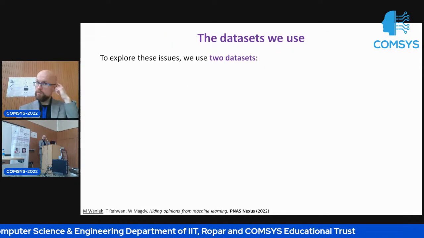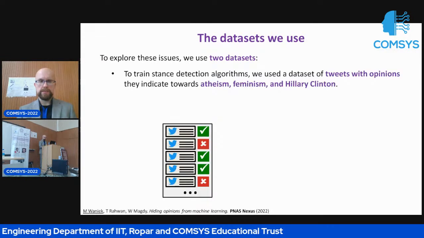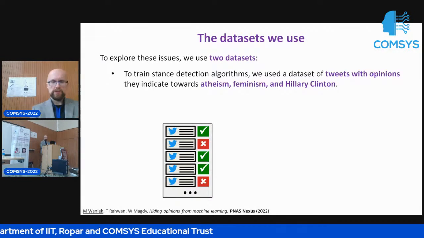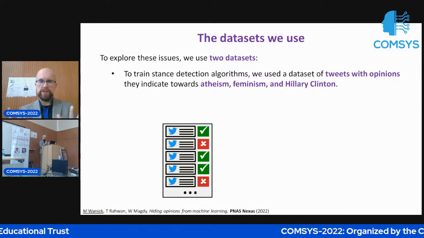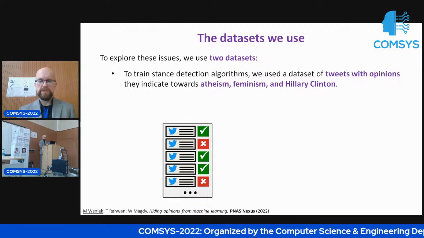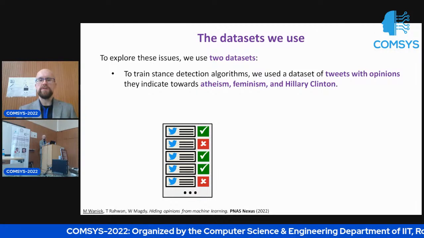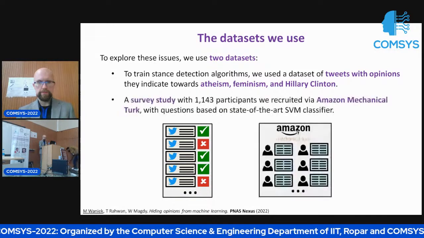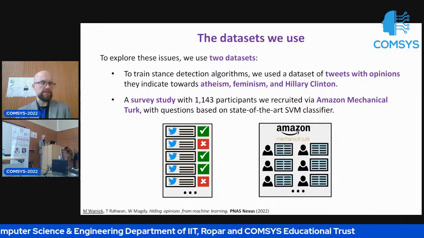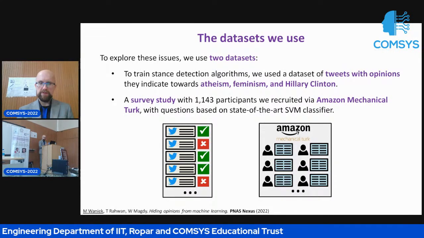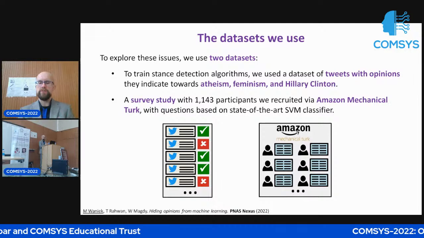So in this work, we use two different data sets. First of all, we train stance detection algorithms using data sets of tweets that were labeled with opinions about atheism, feminism, and Hillary Clinton, either positive opinions or negative opinions. We also ran a survey study via Amazon Mechanical Turk with over 1,000 participants with questions based on these stance detection algorithms that we trained.